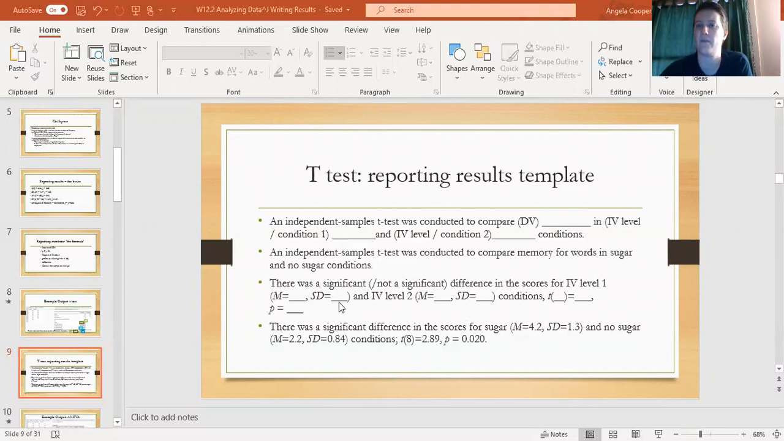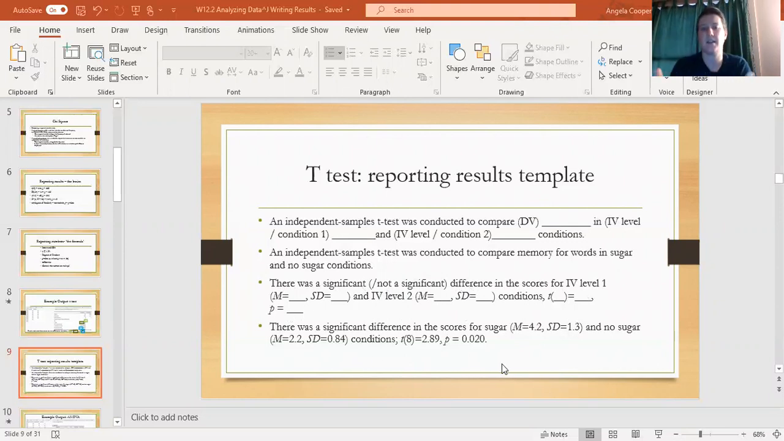So 72.4 and the standard deviation of 5.2. And Professor Greenwood's class, mean of 70.1, standard deviation 6.2, or whatever I said those numbers were. And then you can report t, degrees of freedom, equals the t statistic, comma, p-value.